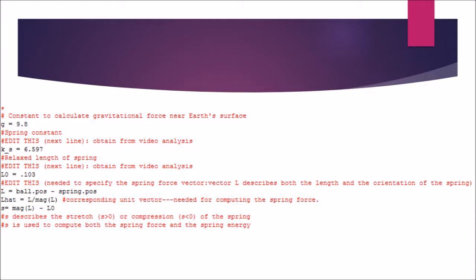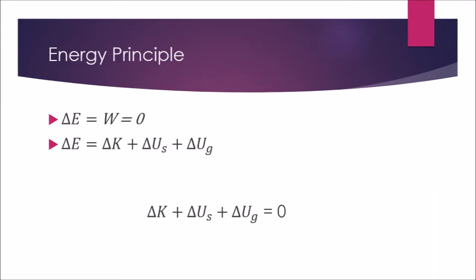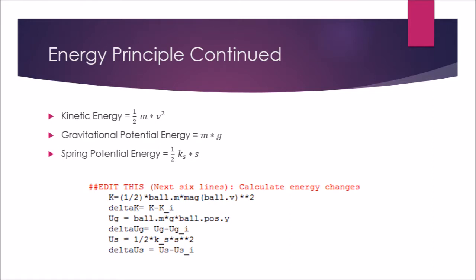L was used to describe the length and orientation of the spring, while S describes the stretch or compression of the spring. For this system, the change in energy is equal to the change in kinetic energy plus the change in potential energy of the spring plus gravitational potential energy. Because nothing in the surroundings is transferring energy into the system, work is 0 and thus delta E is 0. The gravitational, kinetic, and spring potential energies were found using the equations above and put into the code.